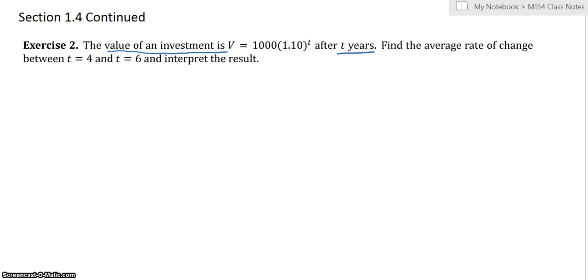We're looking for the average rate of change, the same formula as the previous video from the last page, page 23. Actually, the formula's on page 22. And see if you can come up with the answer.